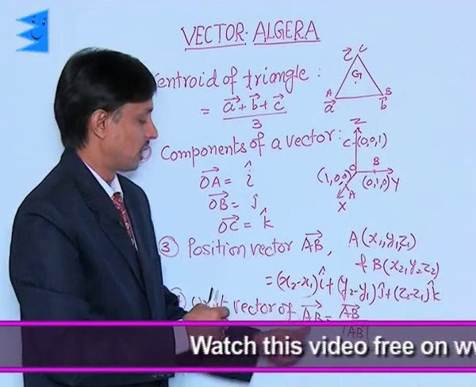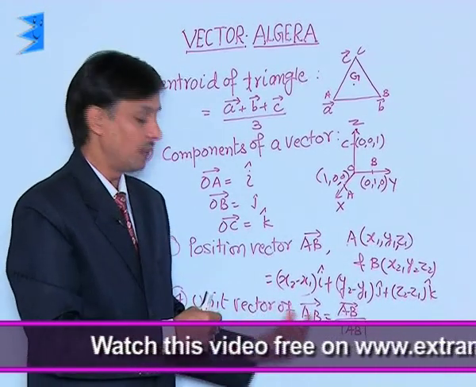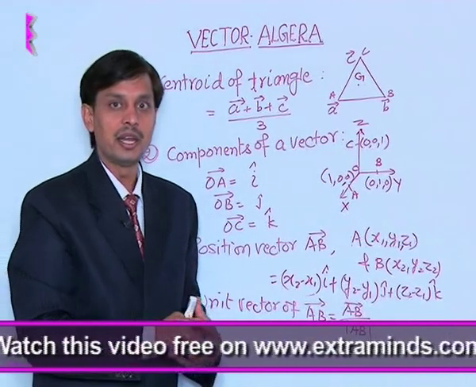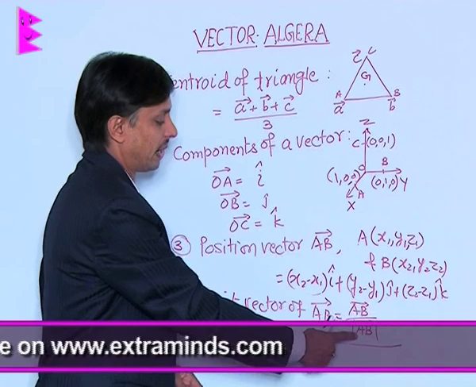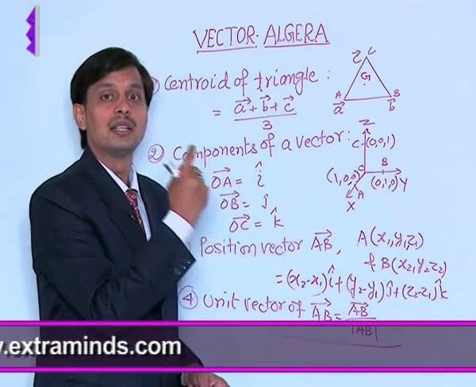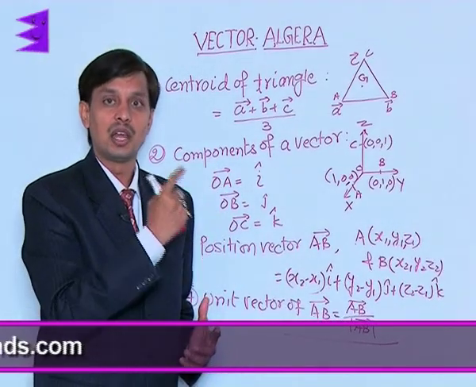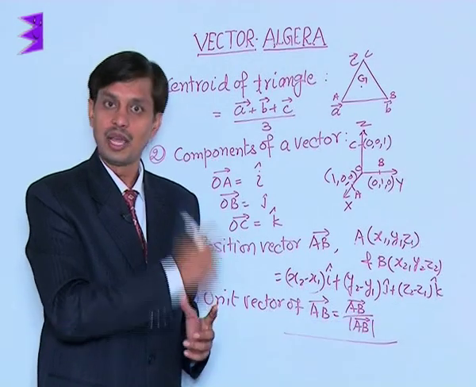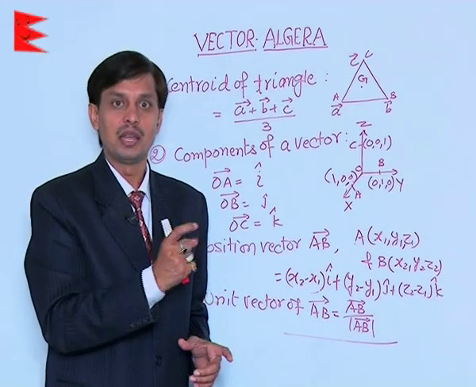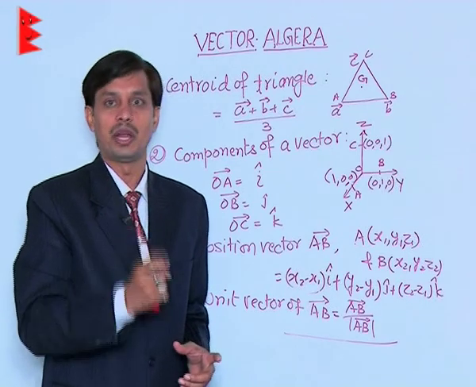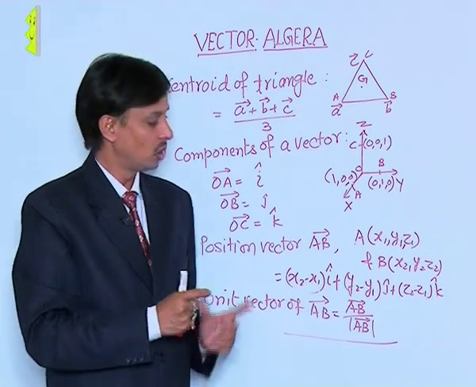Now, the unit vector of AB: suppose AB is any vector, then its unit vector is given by vector AB divided by its magnitude, and magnitude means the length of the vector. So if any vector is divided by its magnitude, then we get the unit vector in the direction of the same vector.